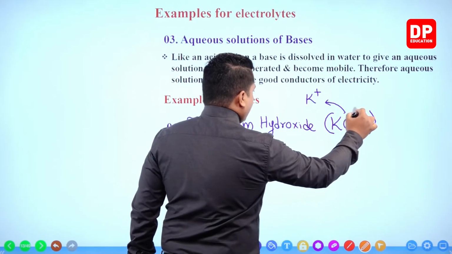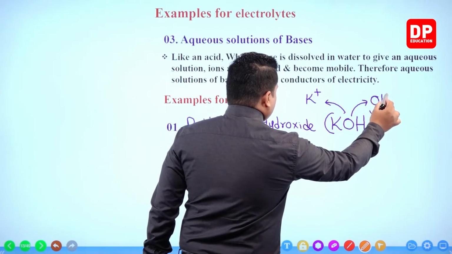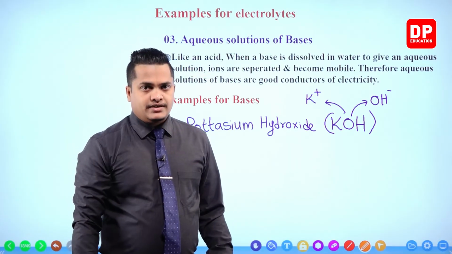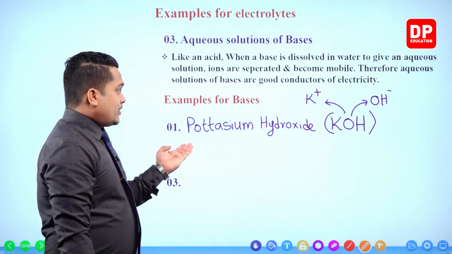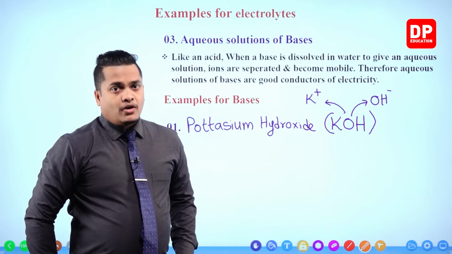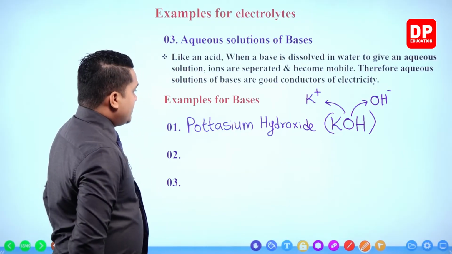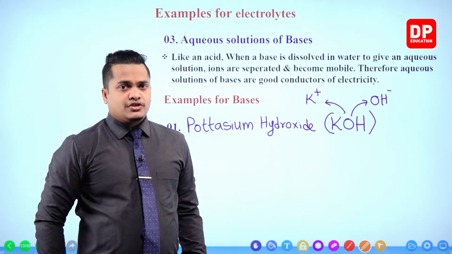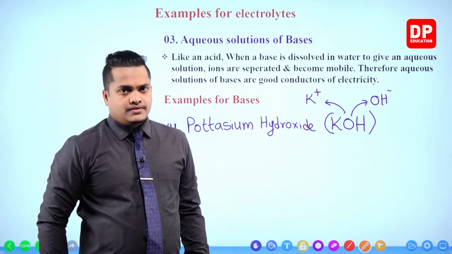You know that if there is a metal, then the metal is always separated into a positive ion. Potassium hydroxide is also an example of an ionic compound. Actually, within the examples for bases, my dear children, we can identify ionic compounds.